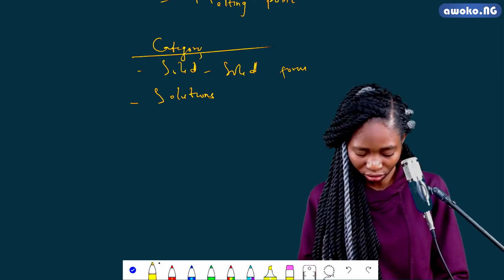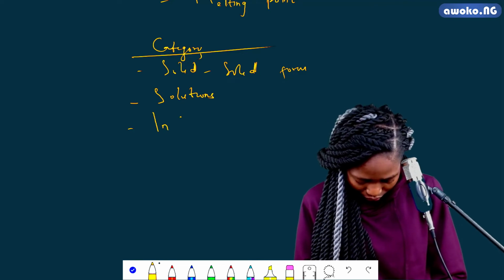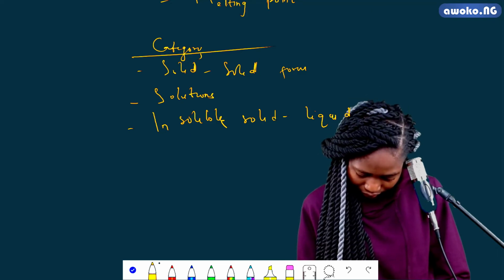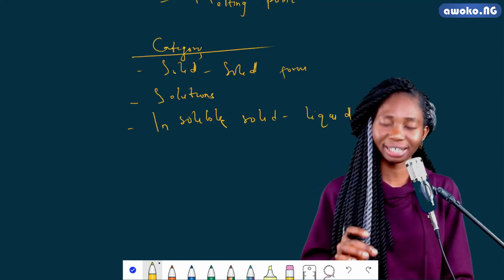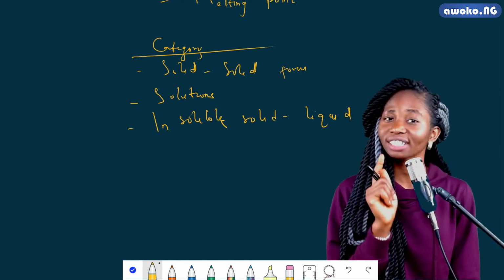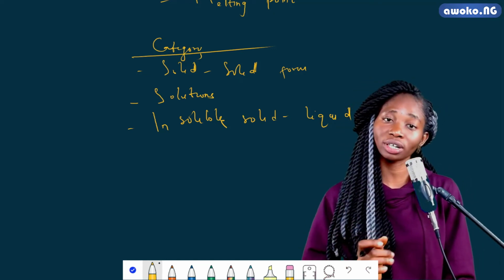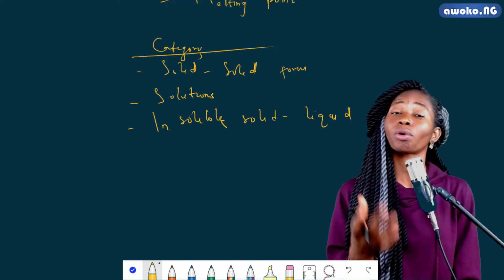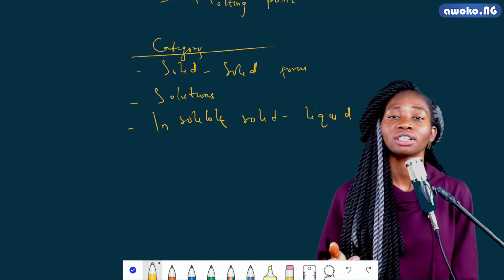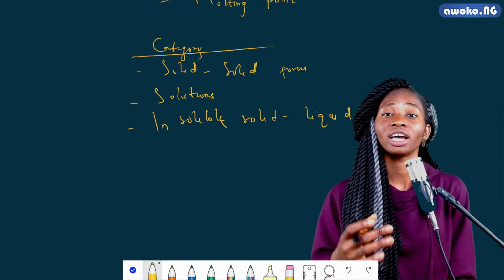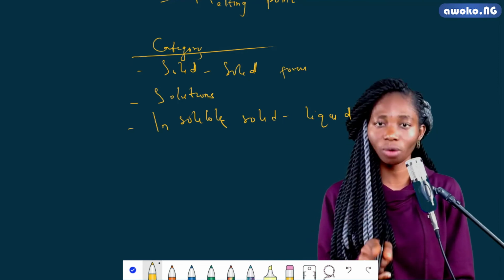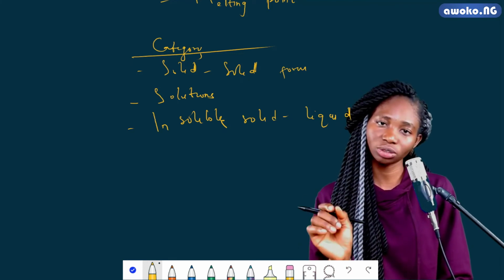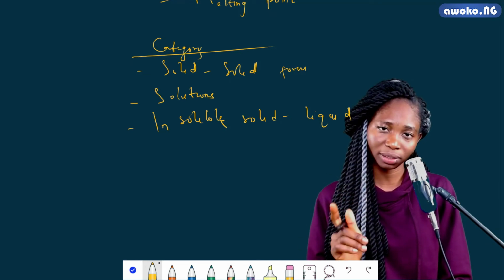Moving on to the next category, we have the category of an insoluble solid to liquid. Every separation technique classified under this category aims at separating either the insoluble solid from the liquid or the liquid from the insoluble solid. So it's possible that we can extract our insoluble solid, or we could decide that what we want to recover in this particular mixture is the solvent, which is the liquid, of course. So the insoluble solid to liquid category does the separation of that particular kind of mixture.